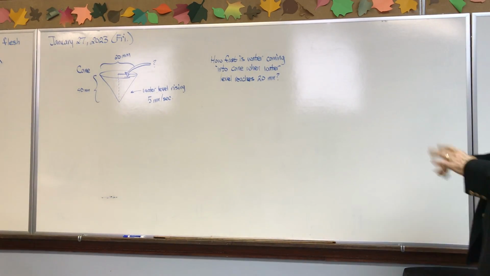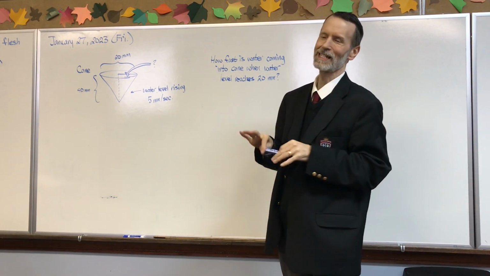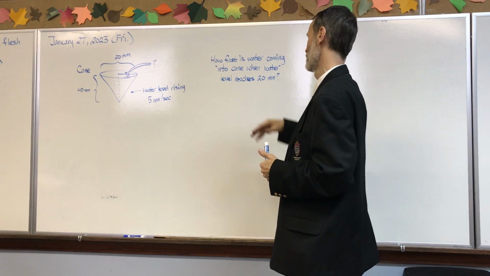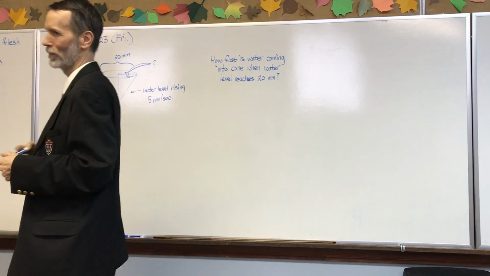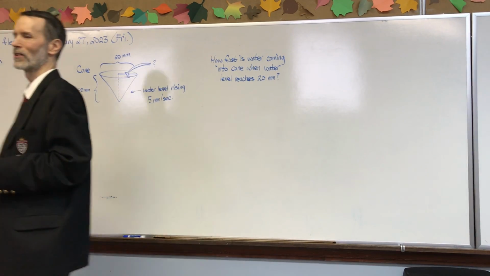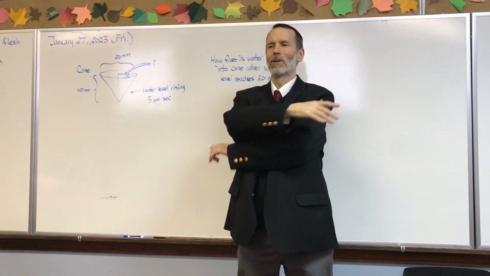You've got a cone, those are the dimensions of the cone. And there's water inside it, not all the way up to the top. How fast is the water coming into the cone when the water level reaches 20 millimeters? First things first, I will just cut you loose and somebody tell me how to start this problem. Raise your hand if you know.